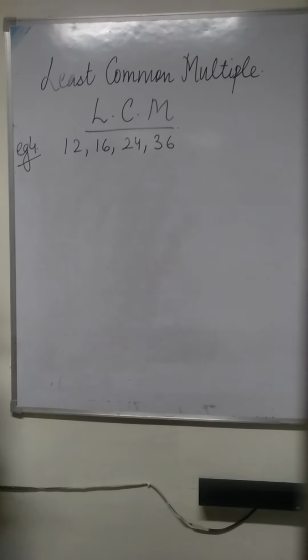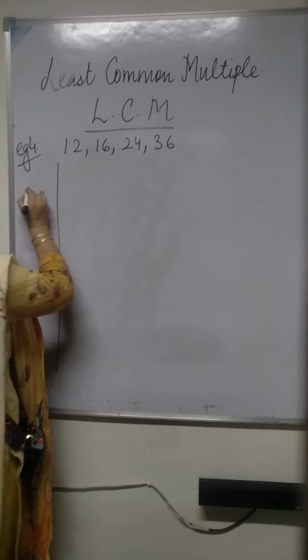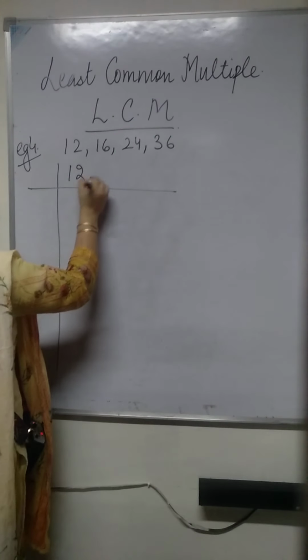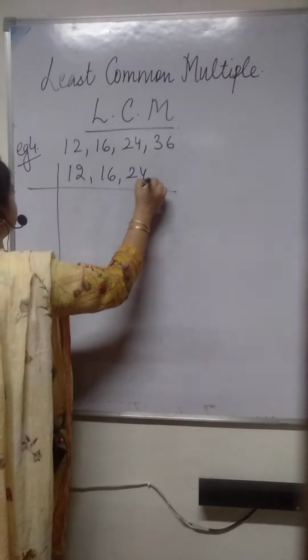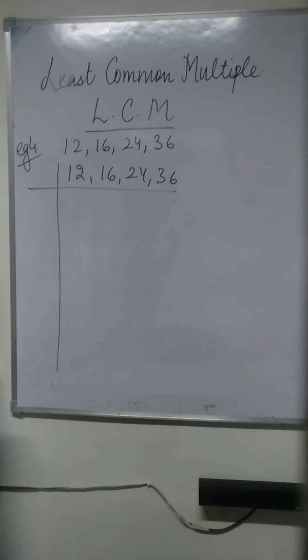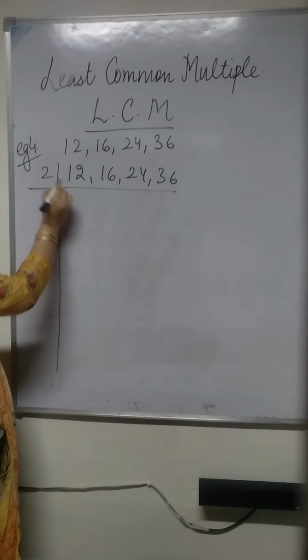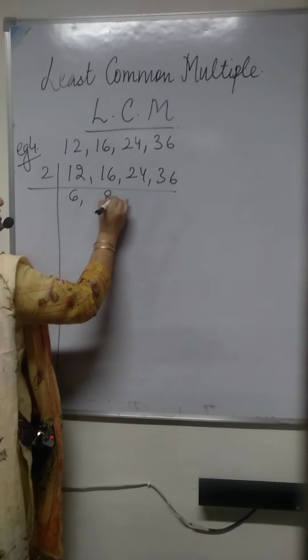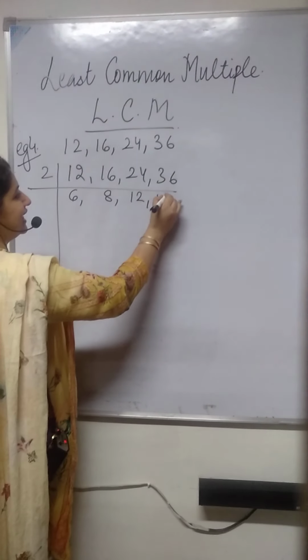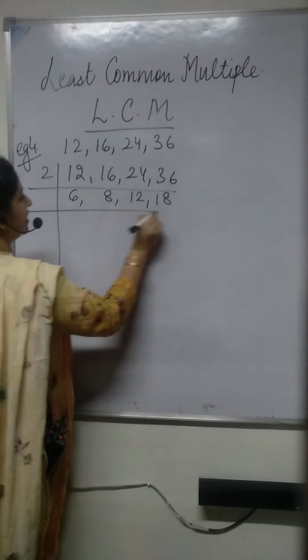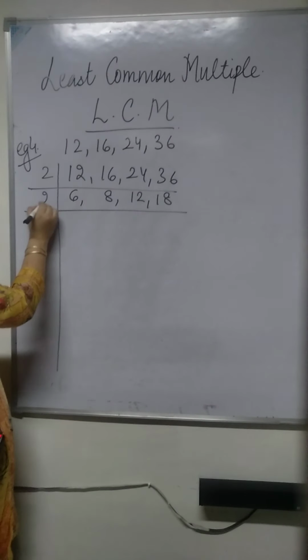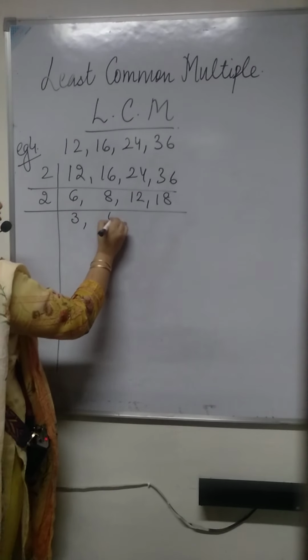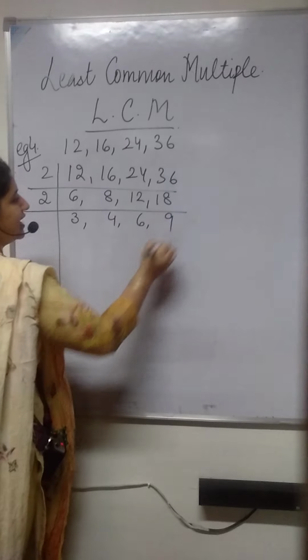Alright, the next example 4 is of 4 numbers. We have to find the LCM of 4 given numbers, 12, 16, 24 and 36. So, which is the smallest prime we are going to start with? Yes, it is 2. So we have 2 6s are, 8s are, 12s are and 18s are. Then again all these are even numbers, 2 3s are, 4s are, 6s are and 9s are.